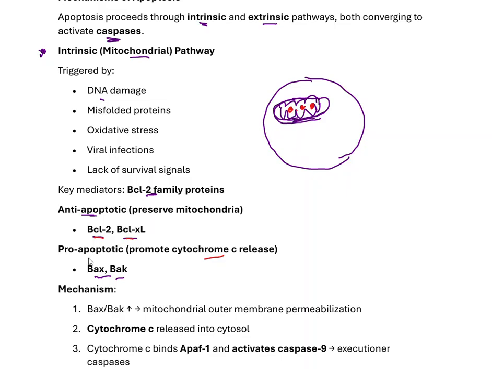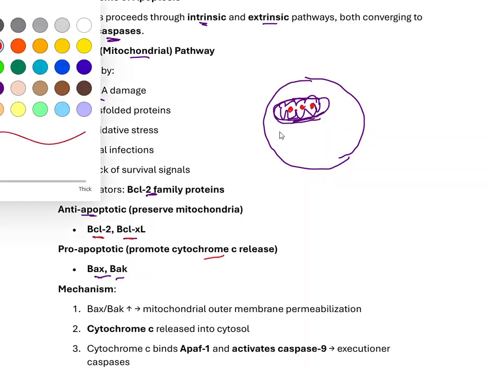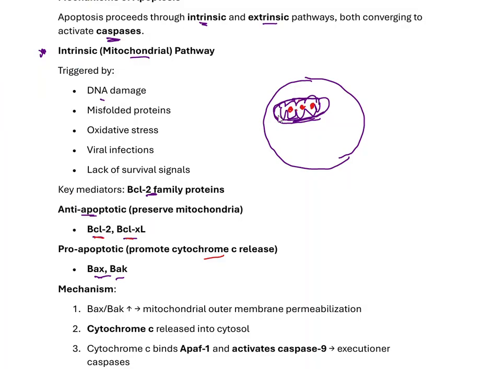As opposed to this, pro-apoptotic genes like BAX and BAK cause what? They cause permeability of the mitochondria. And once the mitochondria become permeable, this cytochrome C is going to move from there to the cytosol. And once it gets to the cytosol, it's going to activate caspases. And once it activates caspases, that will lead to what? That will lead to apoptosis, right?